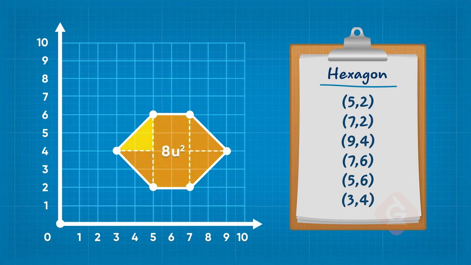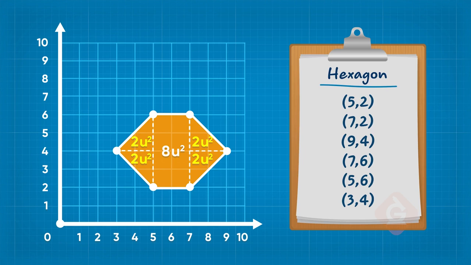This triangle has a base of 2 units and a height of 2 units. So we can find its area by multiplying 2 times 2, which is 4, and then half of that is 2. So its area is 2 square units. And look, this triangle has the same dimensions. And so does this one, and so does this one. So the total area for all 4 triangles is 2 plus 2 plus 2 plus 2 equals 8 square units.